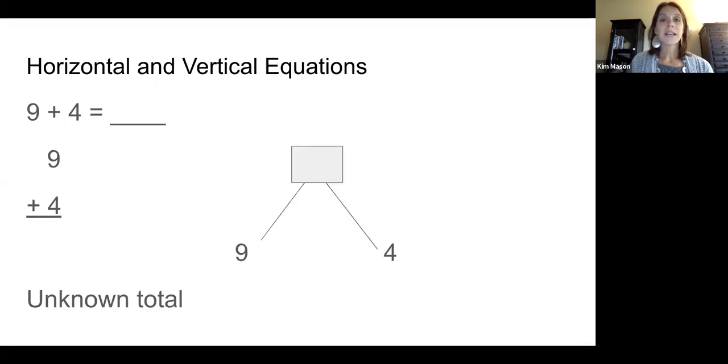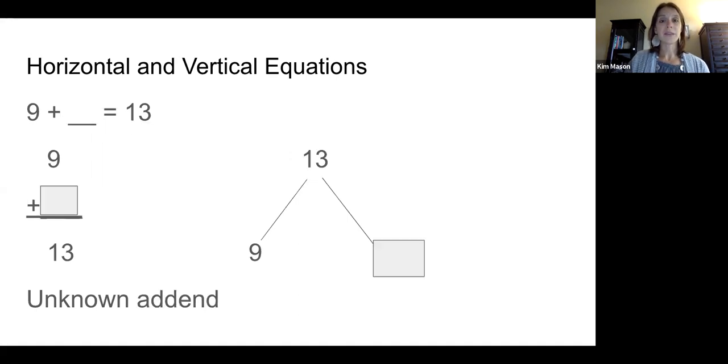So horizontal equations for this math mountain, you can see 9 plus 4. 9 and 4 are the partner add-ins. We can do that horizontally. We can also do it vertically. This is for an unknown total. We don't know the total amount. So when it's vertical, the answer goes on the bottom. When it's horizontal, it goes all the way to the right-hand side. And we can see that that's 13 when we put the unknown total in there.